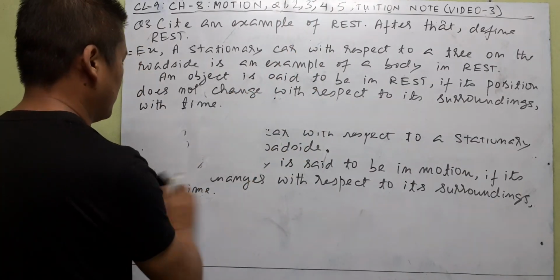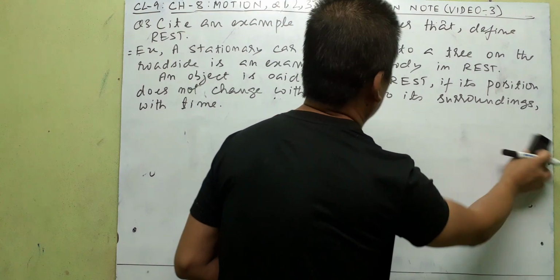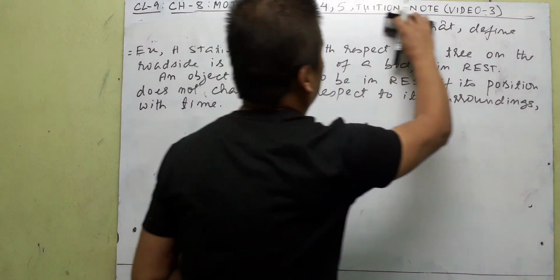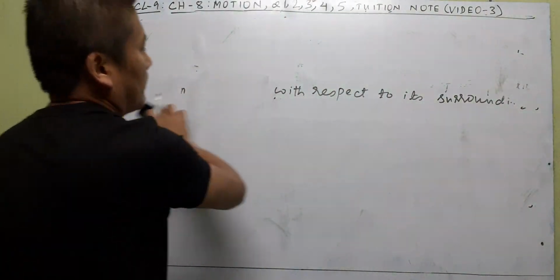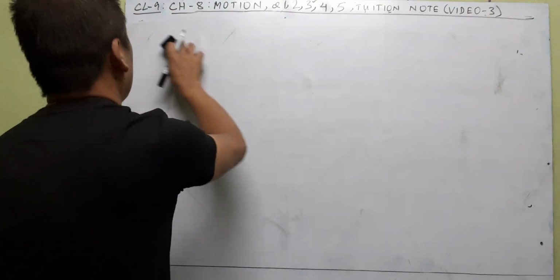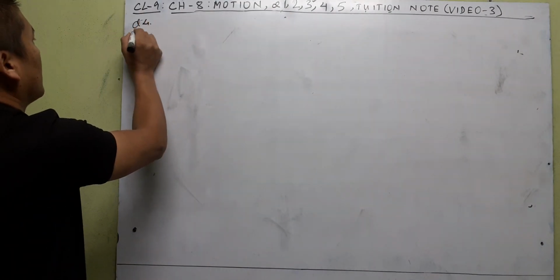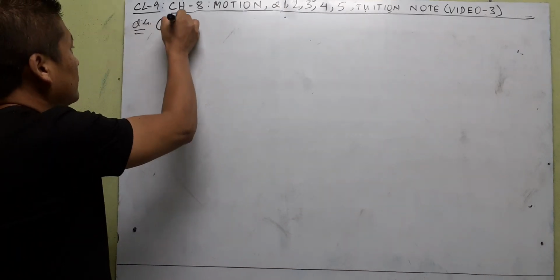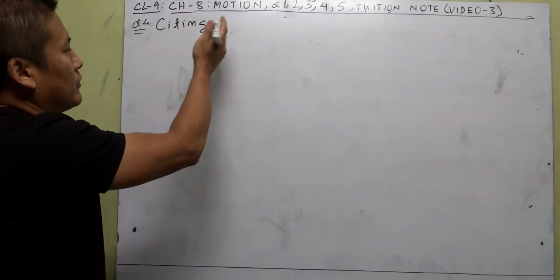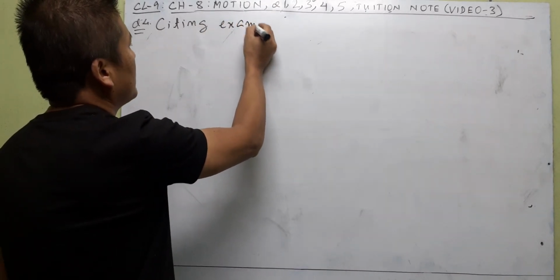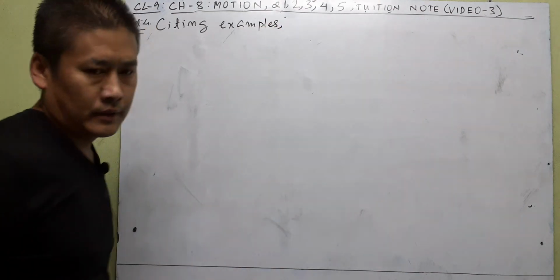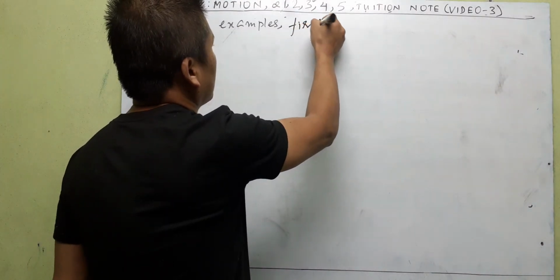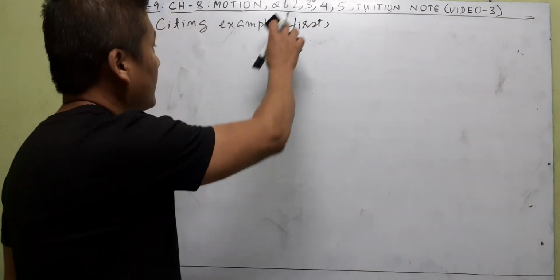Now we'll go to question number 4. Let us write it down. You can pause the video and write it down if you want. If you have already written, then just follow the video, okay? Next, question number 4. Let us write the question first together. Citing examples first. Citing means giving, okay? Citing examples. Citing means mentioning, actually. Same thing. Citing examples first. Define the following terms.